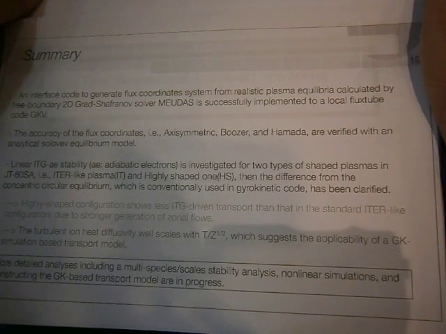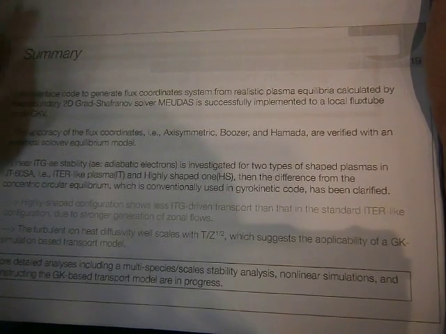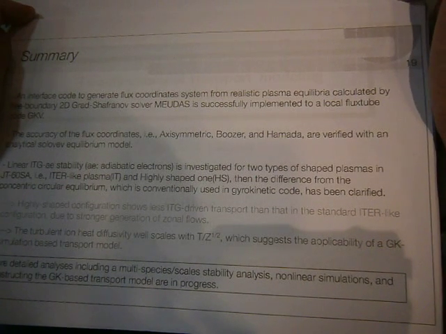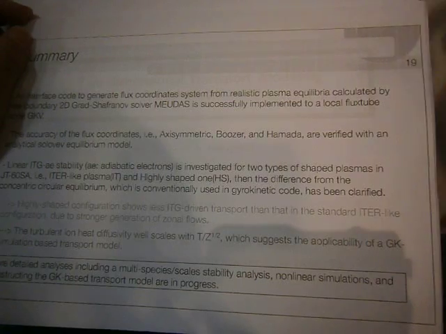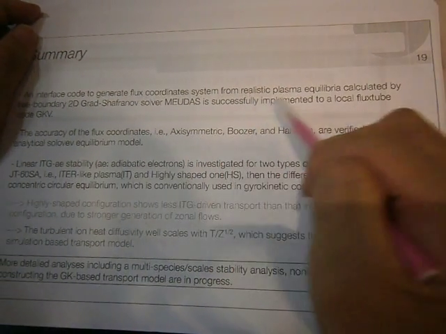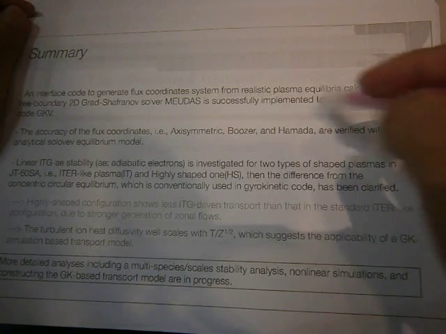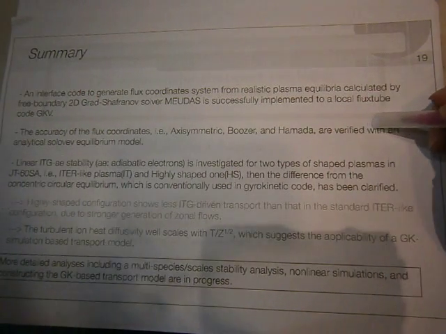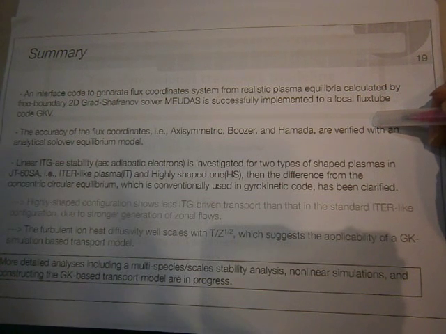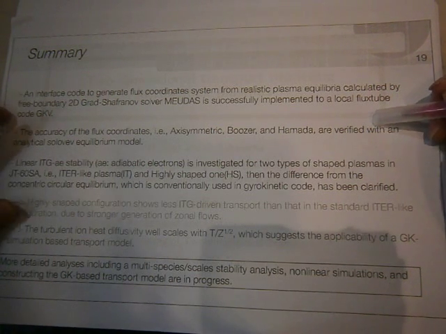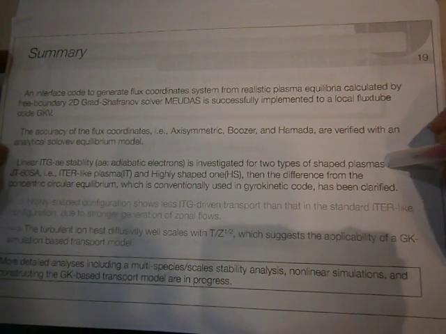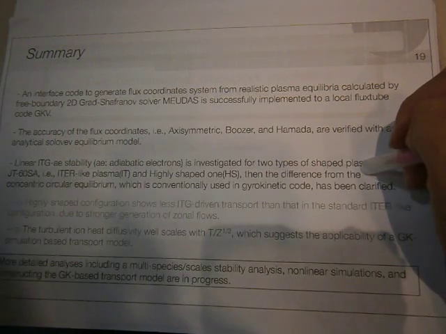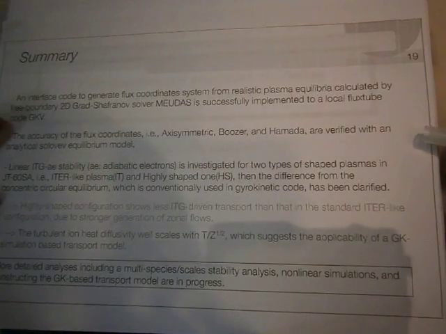Summary: efficiently generate a flux-connected system from the realistic plasma equilibrium calculated by the free boundary code. The local phase of flux accuracy and the flux coordinate were successfully implemented, with the Hamiltonian bracket and the energy equivalent. The linear detailed survey investigates the type of cell in the plasma. The plasma high-speed difference from the connected equilibrium using the electron code has been corrected.